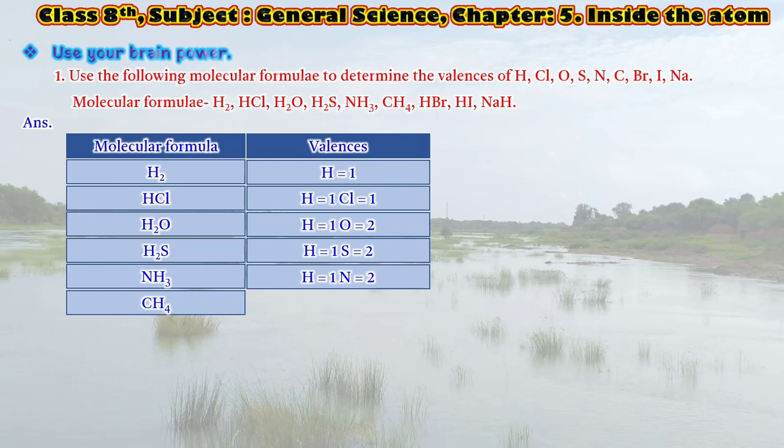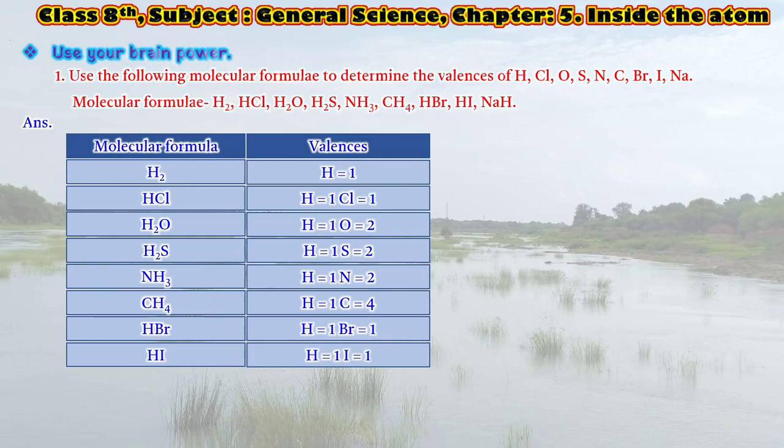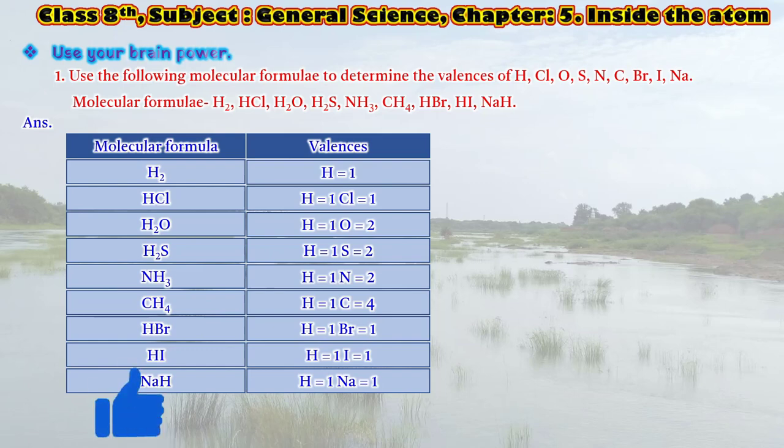Molecular formula CH4 and valences H equals 1, C equals 4. Molecular formula HBr and valences H equals 1, Br equals 1. Molecular formula HI and valences H equals 1, I equals 1. Molecular formula NaH and valences H equals 1, Na equals 1.